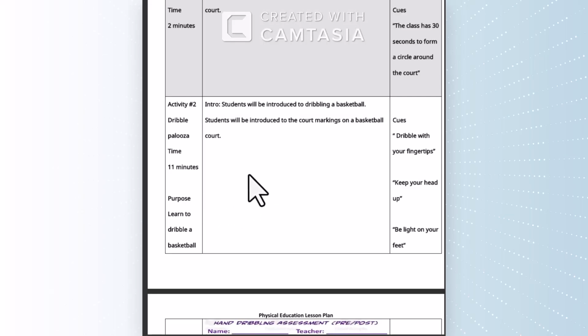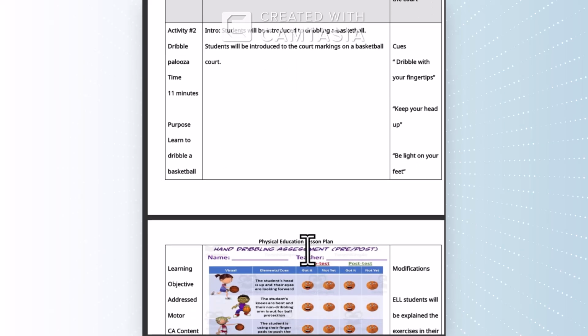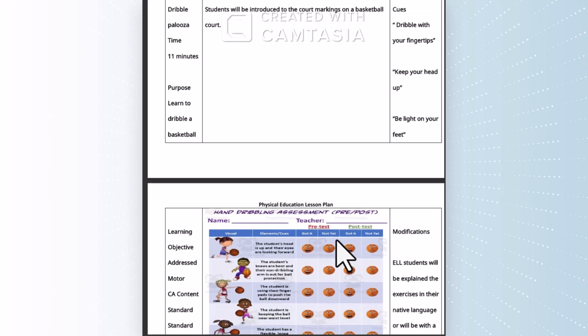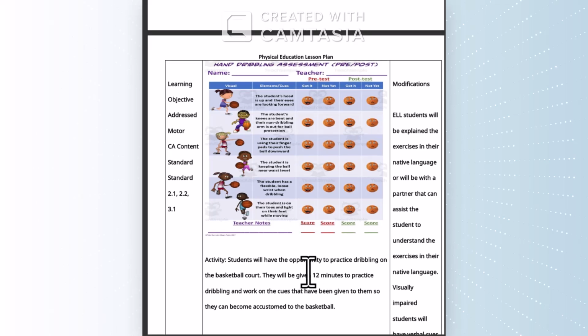Now, this leads into my activity number 2, which is where students will be introduced to dribbling a basketball. Students will be introduced to the court markings on a basketball court. This is where it's time for what I like to call Dribble Palooza, which should take 11 minutes. The purpose of this is to learn to dribble a basketball. My learning objectives are also right here as well.